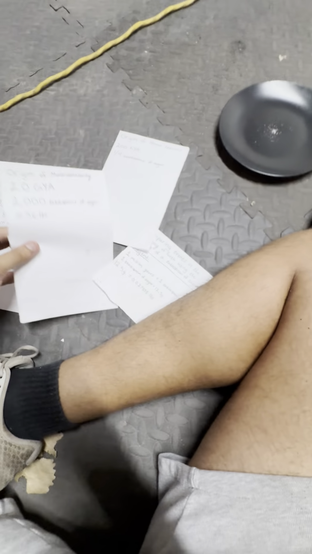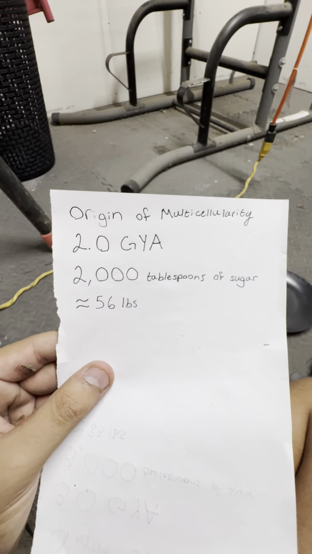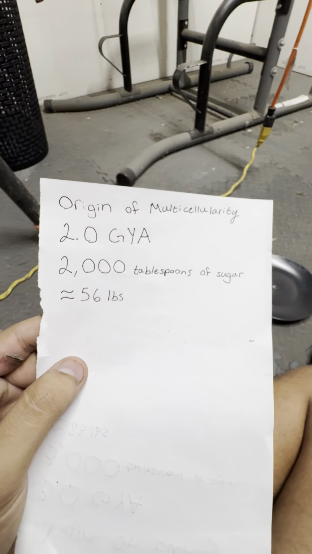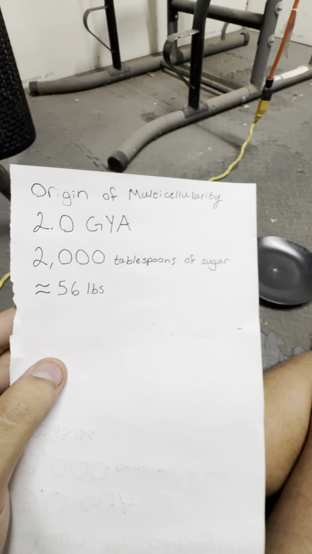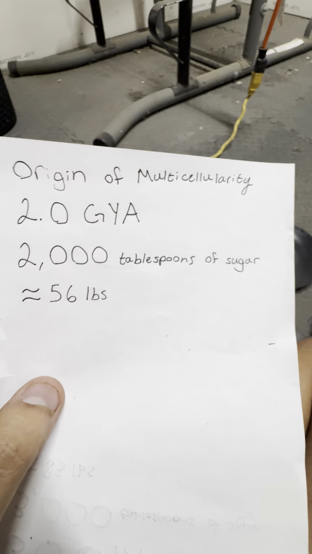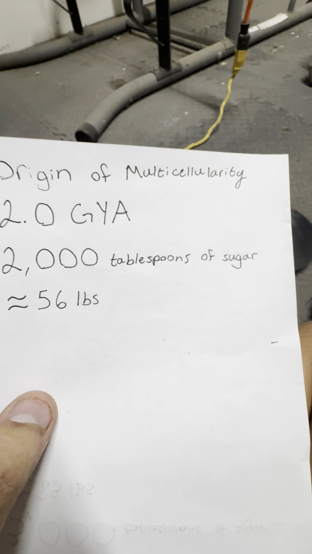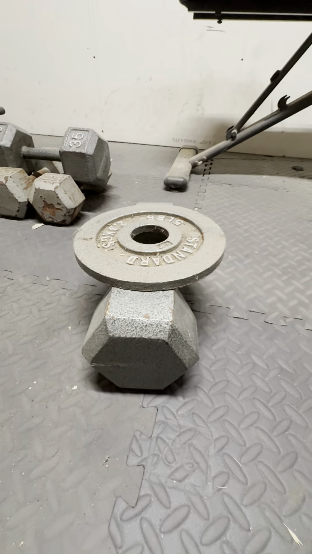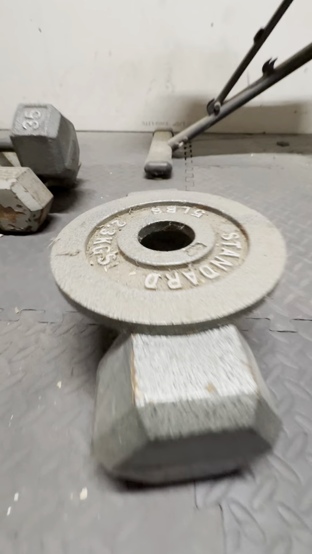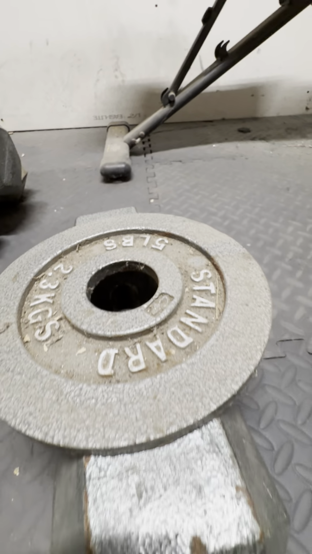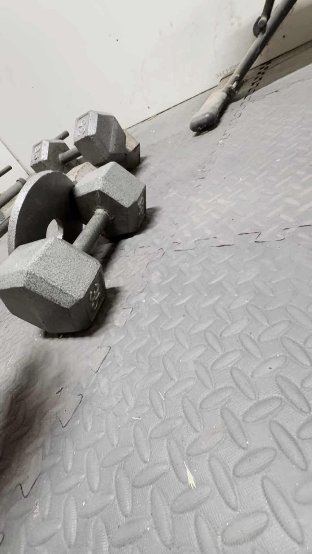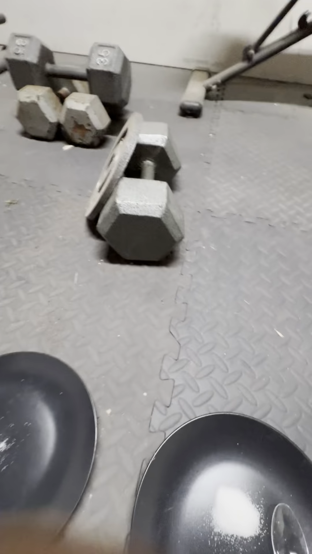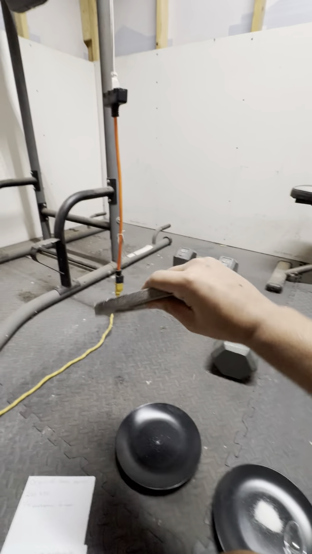Now, moving forward, the origin of multicellularity. Approximately 2 billion years ago, that's equivalent to 2,000 tablespoons of sugar, or equal to 56 pounds. Now, here I have 55 pounds, a 5-pound weight, along with a 35-pound dumbbell. And so, imagine picking this up, right?